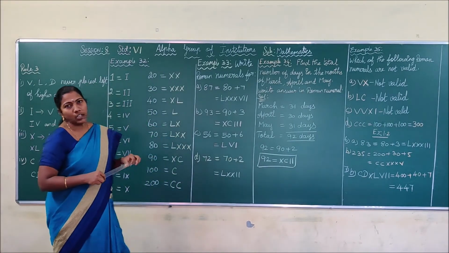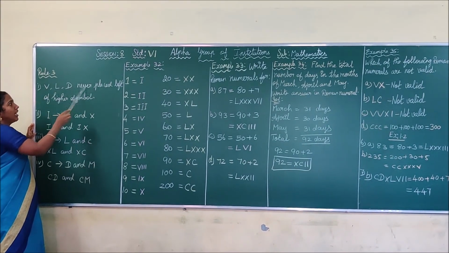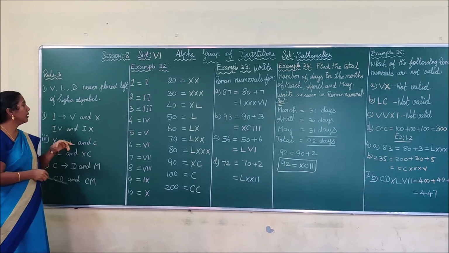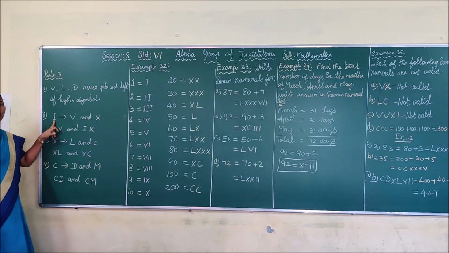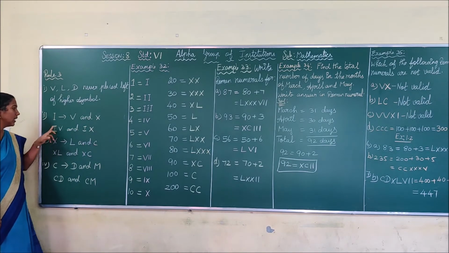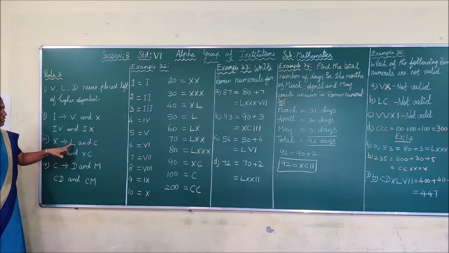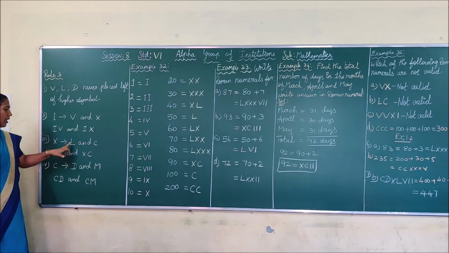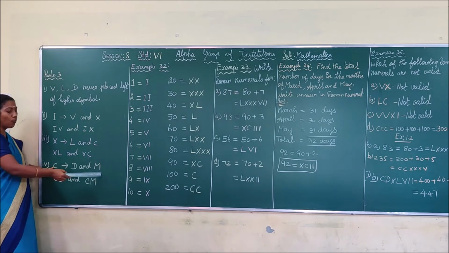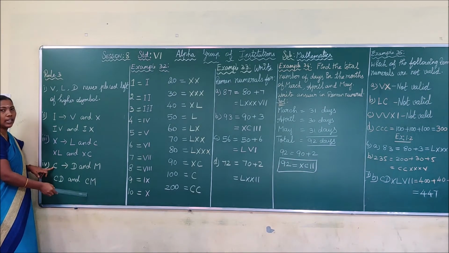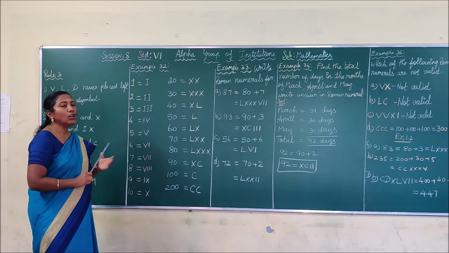Once again, we are going to see rule 3, children. In rule 3, what are they saying? V, L, D should never be placed to the left of a higher symbol. And I have to write along with V and X. That is, I should be placed to the left of the higher symbols V and X only. That is, IV and IX. And X can be placed to the left of the higher symbols L and C only. That is, XL and XC. Similarly, C can be placed to the left of the higher symbols D and M only. That is, CD and CM. So, you have to remember rule 1, rule 2, rule 3 for writing the Roman numerals.